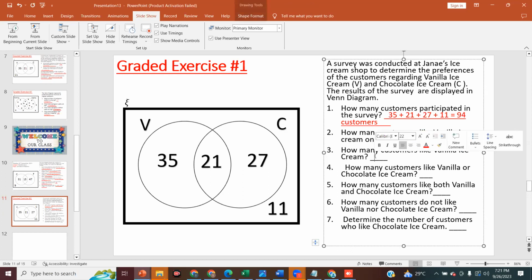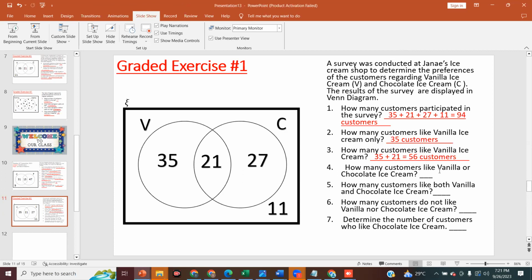Is he correct? Yes, sir. 35 plus 21, that's going to be what? 56 customers. All right, good. Next person is Kaden, not Kaden George, the other Kaden. I think that's Kaden Miller. Kaden with a K. Number 4. How many customers like vanilla or chocolate ice cream?